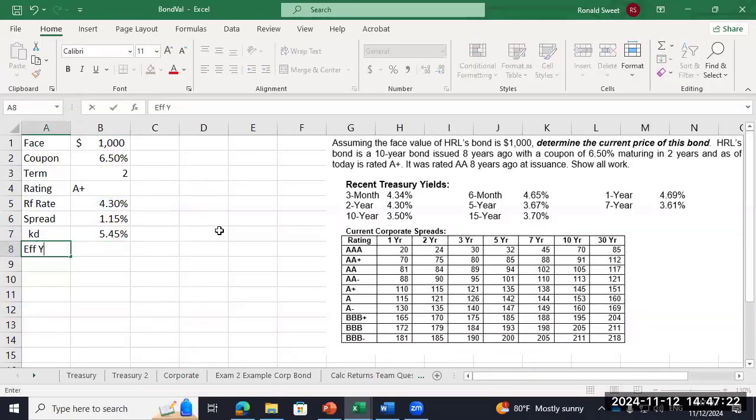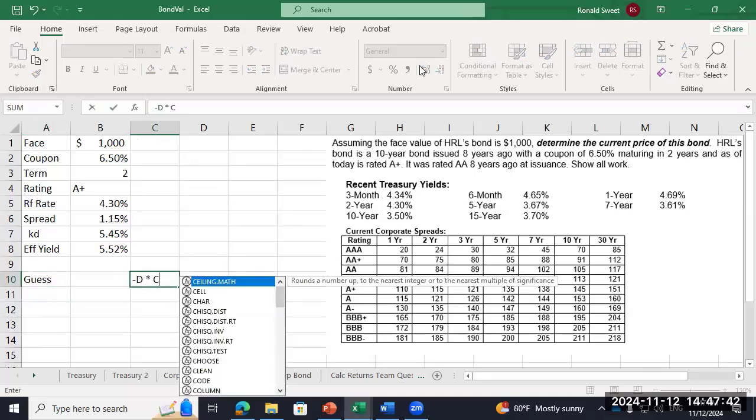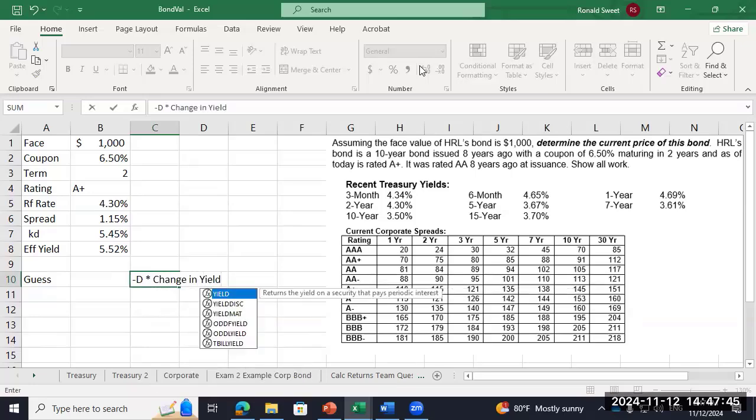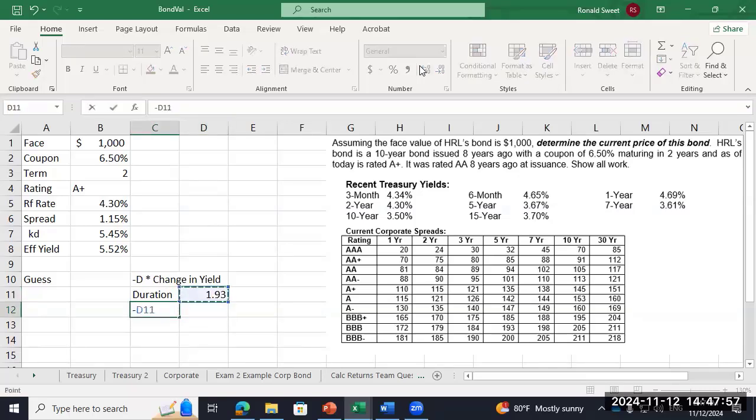We have to do the effective yield because coupons are paid twice a year. So we take 1 plus that divided by 2, raised to the second, minus 1. We'll get a slightly higher yield. So if you want to do extra analysis, you could do a guess. The guess says minus duration times the change in yield. In this case, I'm going to guess the duration is 1.93, I guess.